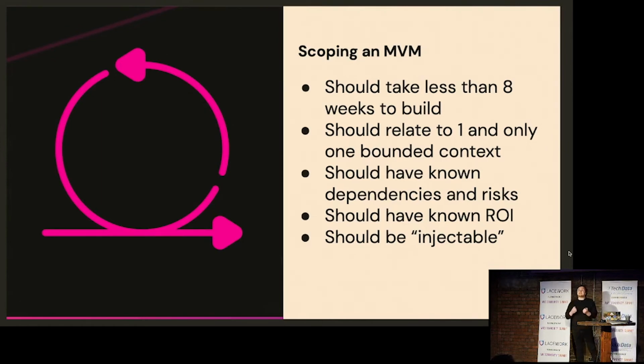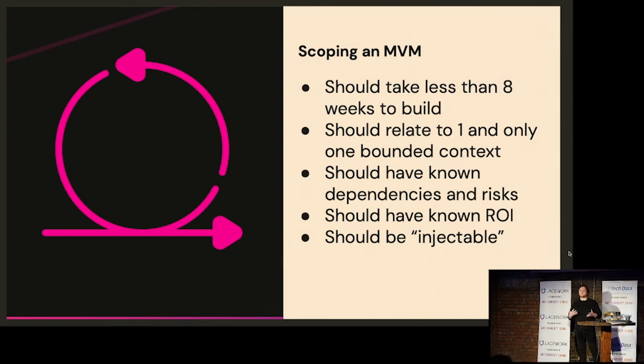I've typically found that teams are able to estimate quite well in 8 weeks and have a lot of focus and set clear goals. Outside of 8 weeks, I typically find that starts to level off. Obviously, 8 weeks is a rule of thumb, but that's what I try and drive our MVMs to be. They should relate to one and only one bounded context, let's say area of the system.